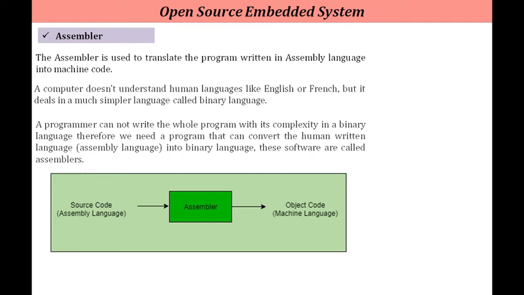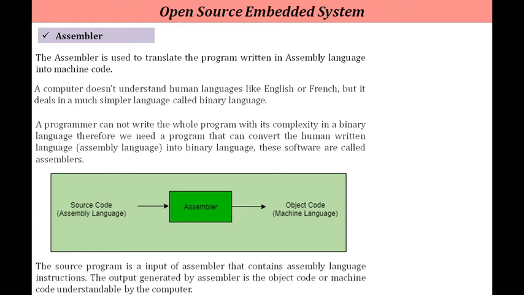The source program is an input of an assembler which consists of assembly language instructions. The output generated by the assembler is the object code or the machine code which can be understood by a computer. So this is what is about assembler.